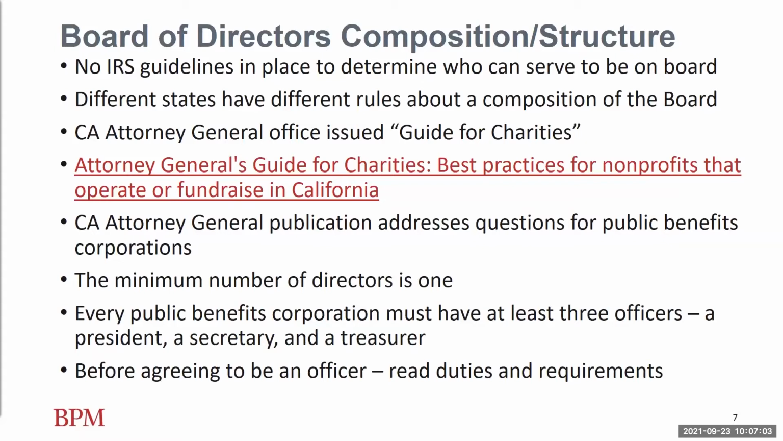Different states actually can govern who can be on a board, how many officers you should have, and what officers you should have on a board. So if you're a charity, a 501(c)(3) organization, go on the California Attorney General website and find the Attorney General Guide for Charities. It's a publication, I don't know, about 30, 40 pages, maybe more. It goes through the main principles that nonprofits should follow. It addresses some board questions and some compliance questions. Also, it addresses questions for public benefit corporations. So even if you're not a charity, but you organize as a public benefit corporation, you're probably complying with the Attorney General. And if you're complying with Attorney General requirements, you should read that guide.